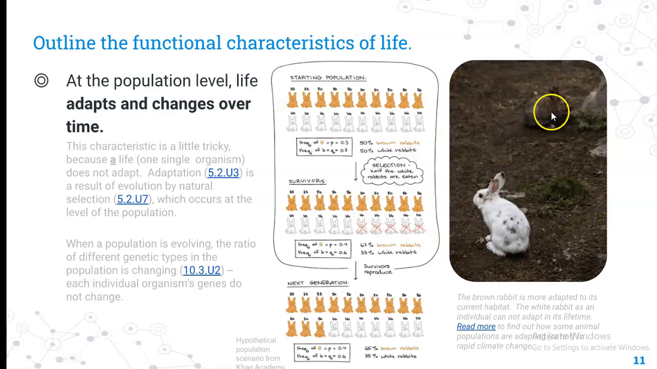But here we see the brown rabbit is more adapted to its habitat than the white rabbit. If I was a predator, the white rabbit would be a lot easier to pick out and eat. But if I was to change the environment, and let's say pretend this is a snowy area, the white rabbit would probably blend in. And so it's really the environment that determines how successful you are as a creature. All right, and that is the end of characteristics of life.